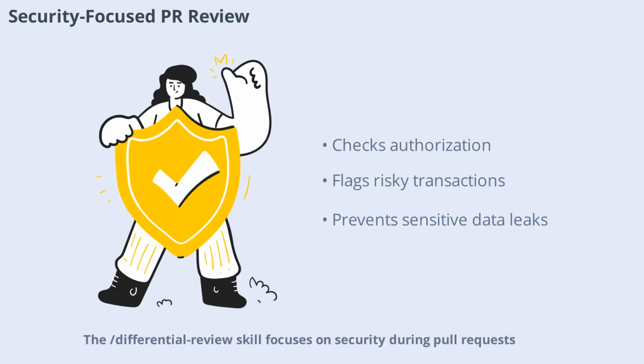The differential review skill focuses on security during pull requests. It checks for missing authorization, transactional boundaries, and exposure of sensitive data. For example, if a new endpoint is added without proper authorization, Claude flags it and suggests adding it, such as with pre-authorization. It also checks for risky changes in transactional methods, ensuring external calls don't hold database locks. This skill is essential for maintaining security in Java Spring applications.